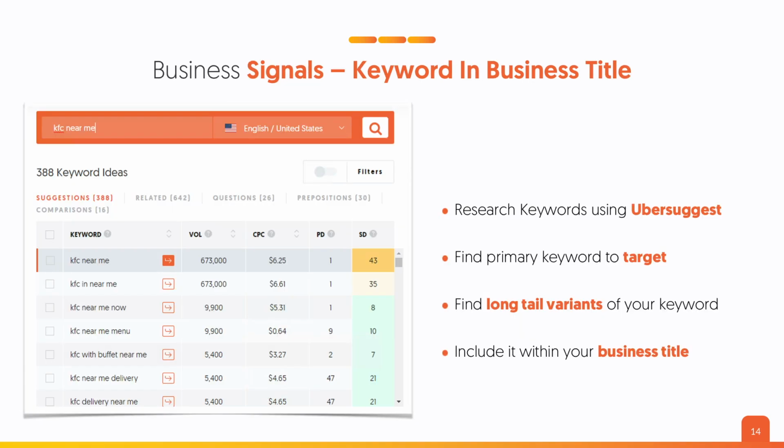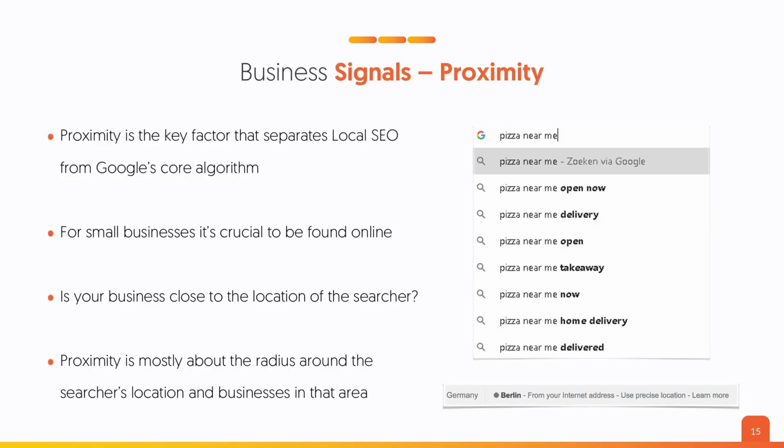And when it comes to business signals, you also want to put the keyword in your business title if possible. You can use Ubersuggest to do some keyword research, find the primary keyword to target, find long tail variations, and include it within your business title. And as I mentioned, as you can see in this screenshot of Ubersuggest, it says KFC near me. On the right side, it says English United States. You can click on the English United States and type in your city, and then it'll adjust the results to your city. Some other signals is proximity, right?